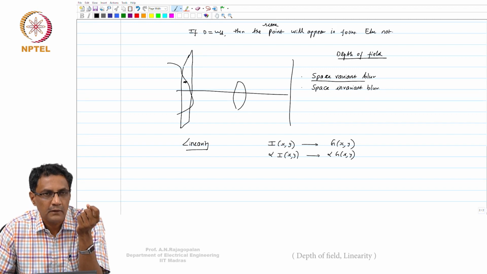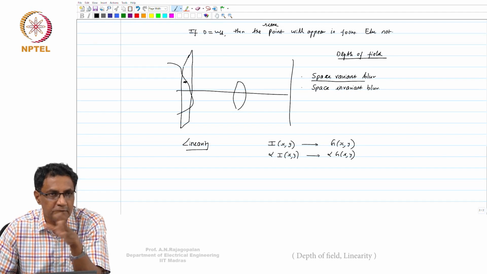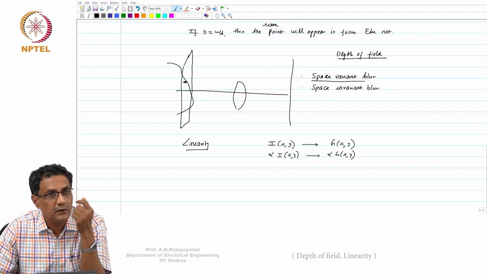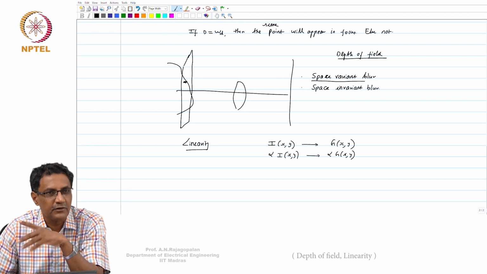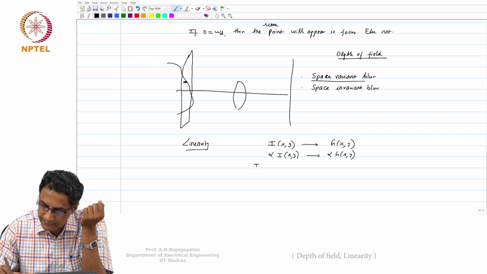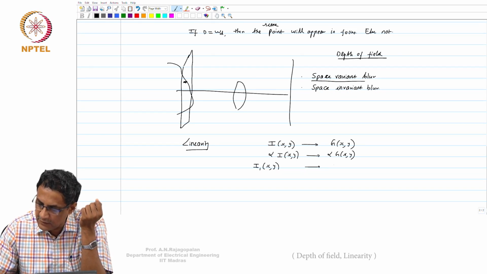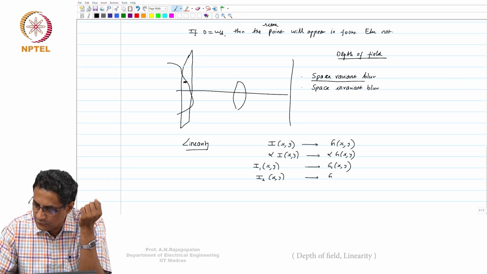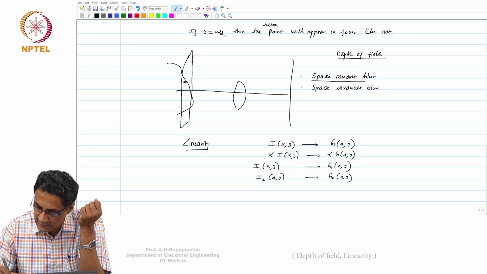Actually, alpha can be real, alpha can be complex. In general, when you talk about superposition, alpha can be any constant, real or imaginary, but let's not worry about imaginary constants. So you're looking at images. Now if I1 of xy produces g1 of xy, and I2 of xy produces g2 of xy, then I1 plus I2 should produce g1 plus g2.